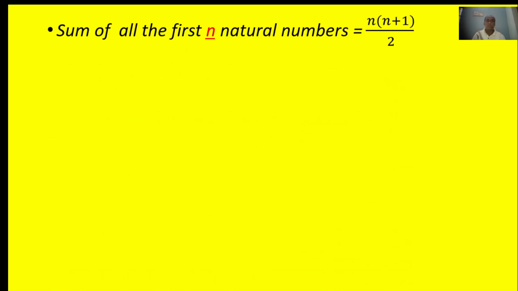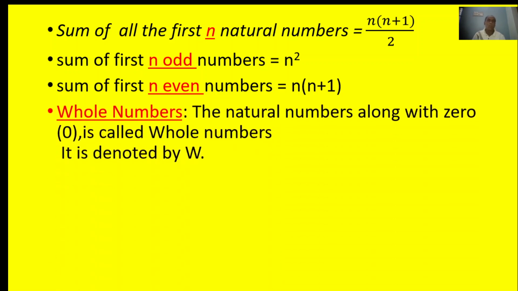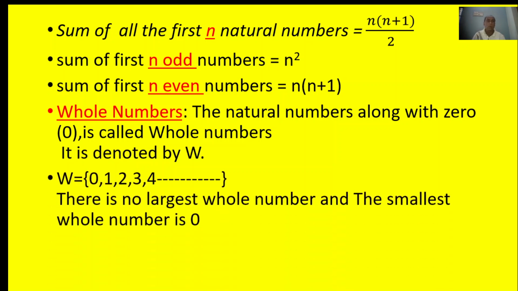The sum of the first n natural numbers is n into n plus 1 by 2. The sum of the first n odd numbers is n square. The sum of the first n even numbers is n into n plus 1. Whole numbers. The natural numbers along with 0 are called whole numbers. It is denoted by W. Now W is equal to 0, 1, 2, 3, 4 and so on. There is no largest whole number and the smallest whole number is 0.